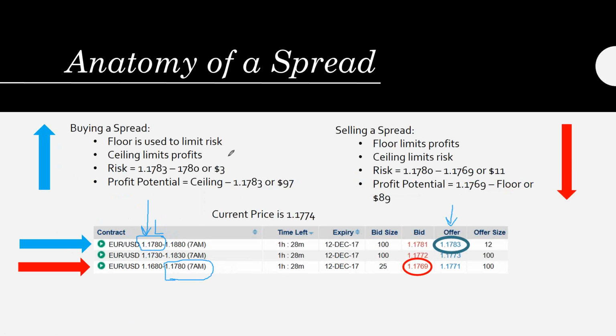So you're always going to buy the left-hand side of the spread, okay? And that is because if your floor is at 1.1780, okay, if this is your floor and you want it to go up, because your ceiling is going to limit your risk. Do y'all understand that? This is directional.